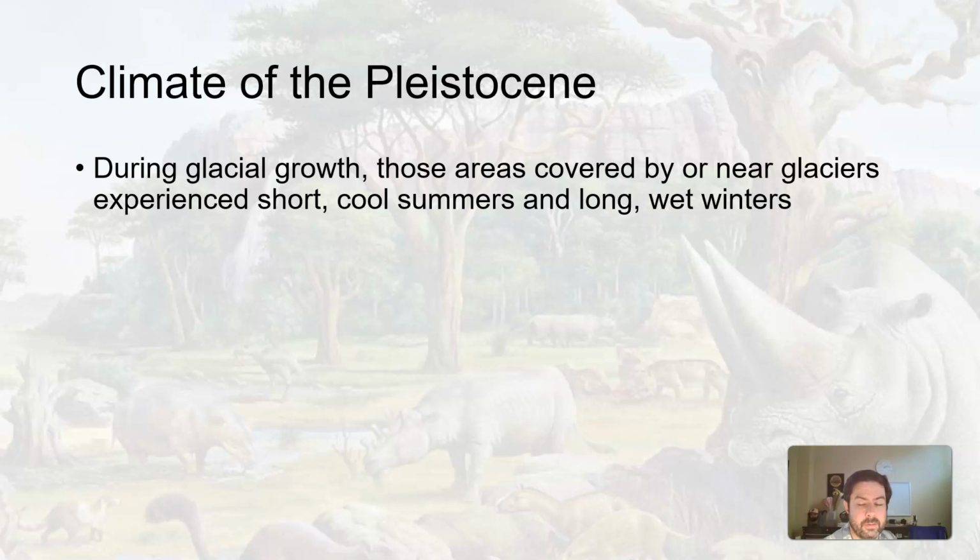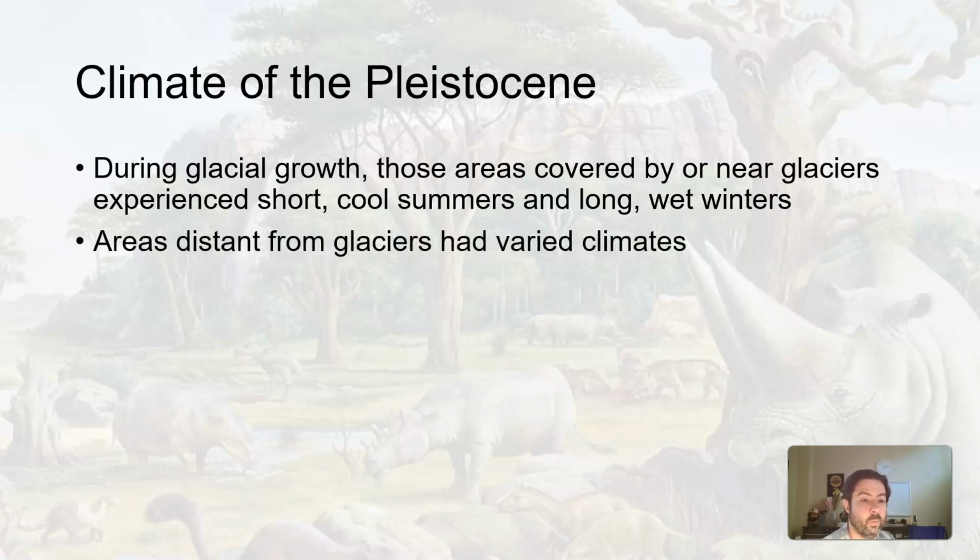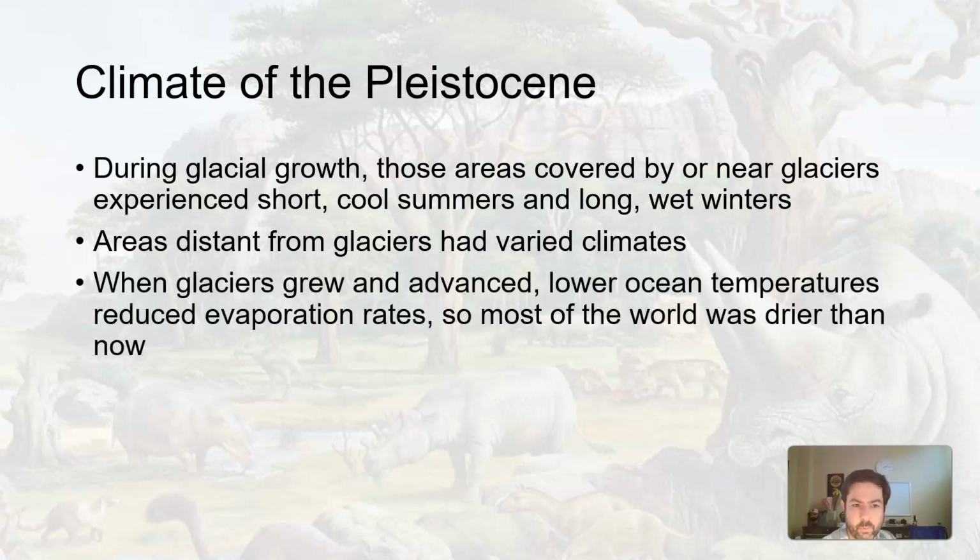During glacial growth, areas near those glaciers had very short, cool summers, long, wet winters. But if you were distant, you had varied climates. Some areas were still very warm, still very dry as well, just depending on where you're at.